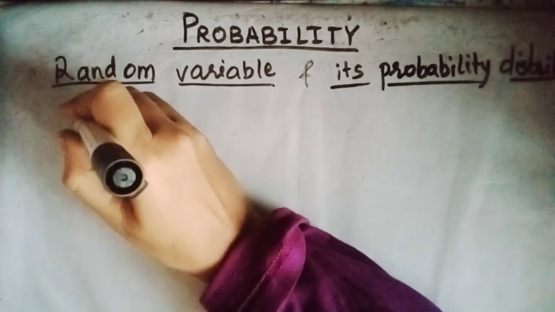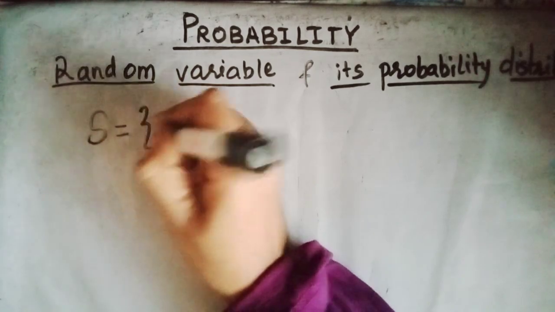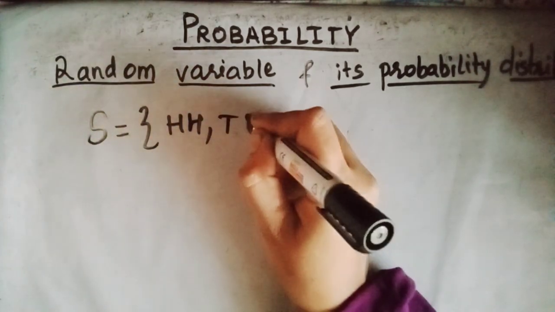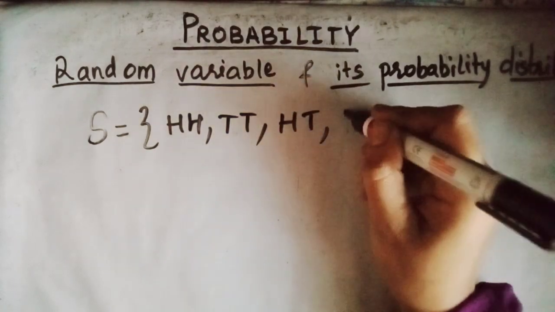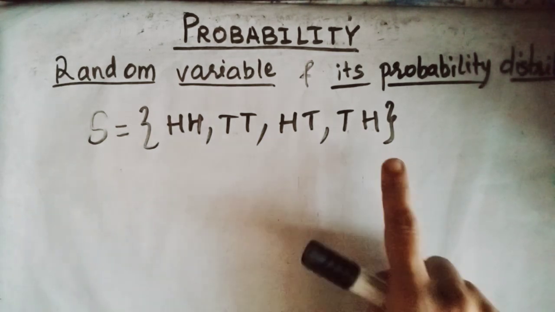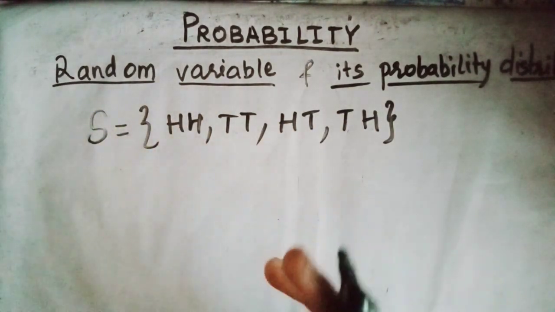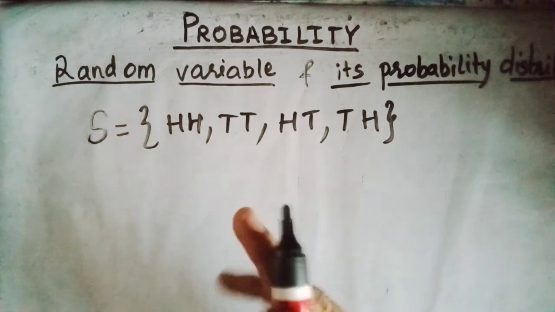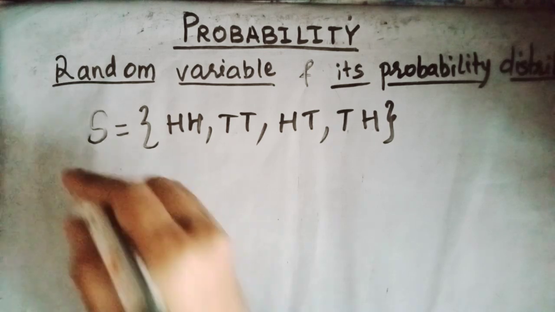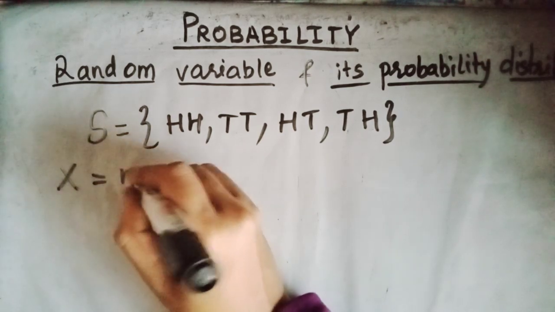So if you have, say, tossing a coin twice, its sample space will be what? Head head, tail tail, head tail, or tail head. A random variable is a real valued function whose domain is the sample space, so this becomes the domain of the random variable, which is a function. Suppose it is denoted by X. I will take X, which is a function, as the number of heads obtained.